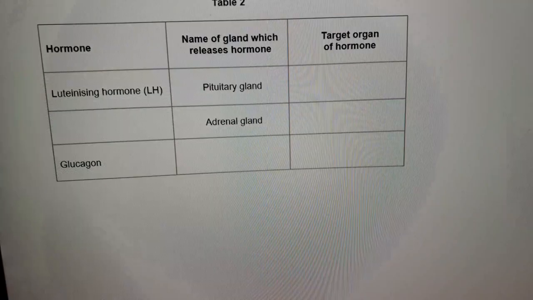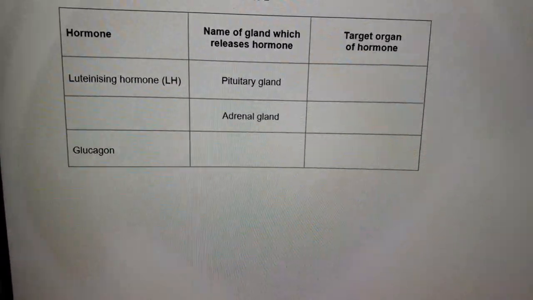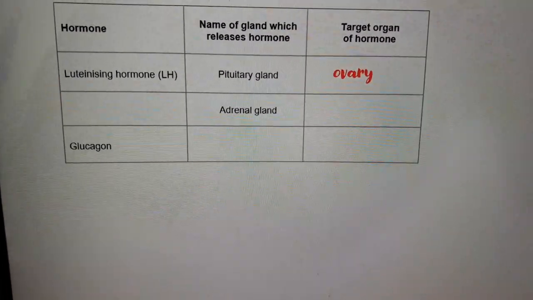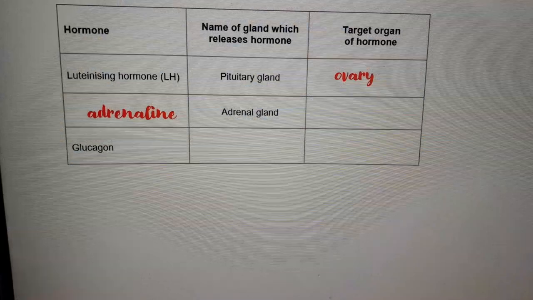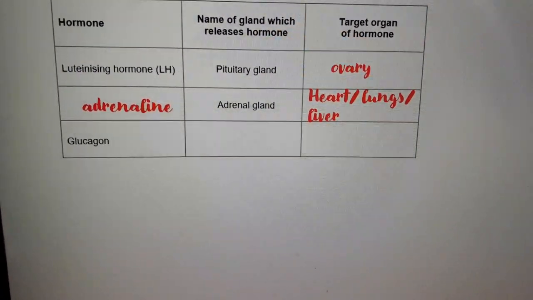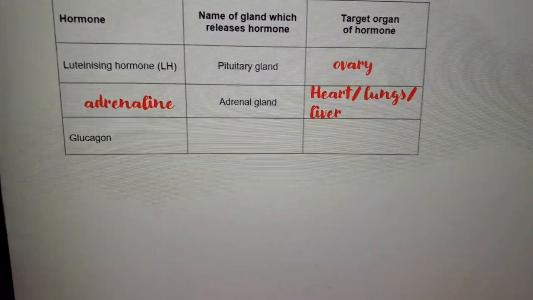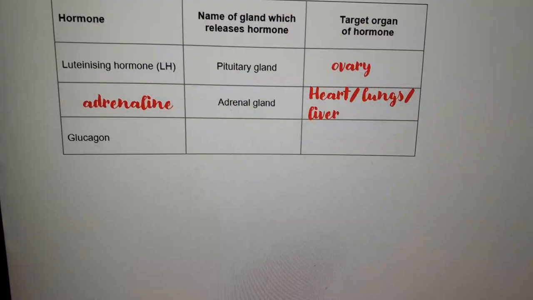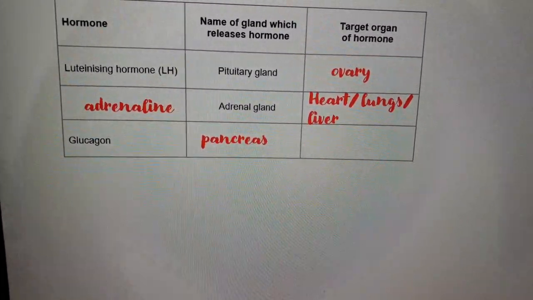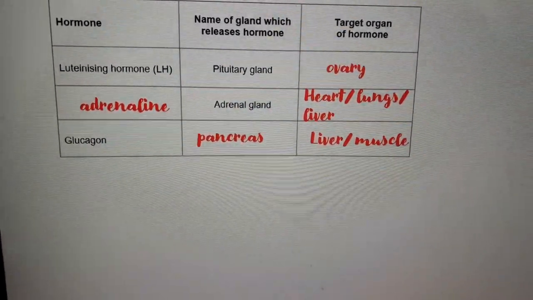So, luteinizing hormone, we've said, is made in the pituitary gland, and it targets the ovaries. Adrenal gland, what's that going to do? It's going to release adrenaline, which targets our heart to make it faster. It also targets our lungs and liver. You only need one of those, though. And finally, glucagon, which we've already said is a pancreatic one. And that targets the liver and the muscles so that they release the sugar.